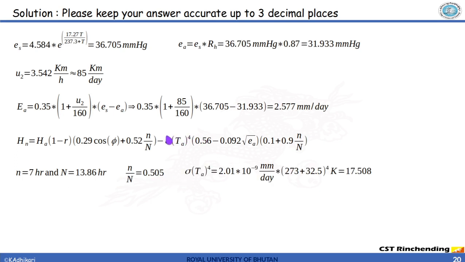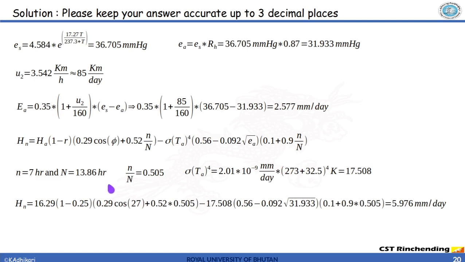Likewise, I am doing a simple calculation of sigma T raised to power 4 outside, so that this equation does not become too long. So here I'm going to get 17.508. With this I can substitute this known value in my Hn equation, and then I get the value of 5.976. Further, I can put the values of all these parameters of the Penman equation, and then I get the potential evapotranspiration as 5.325 mm per day. Please check this calculation once yourself and be careful.